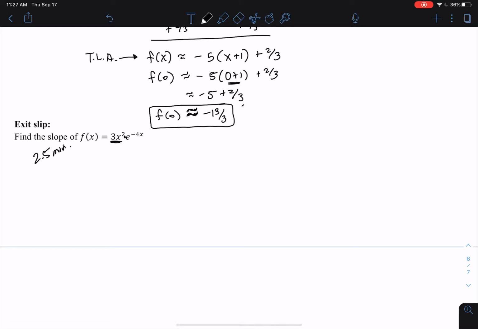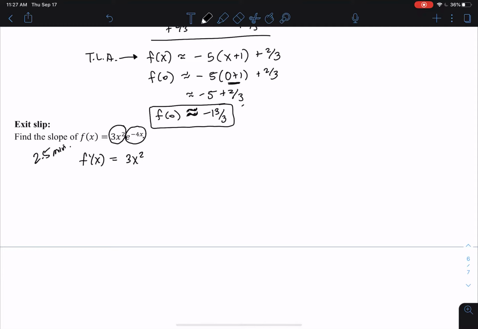Since I have an x here and I have an x here, I know these are two functions, therefore I use the product rule. However, if it was just 3e to the negative 4x, notice that 3 is not a function, it's just a constant. So then I would not use the product rule. I would simply say, oh, the derivative of that is just 3e to the negative 4x times negative 4. I would simply use the chain rule, and the 3 is a multiplier. But here the 3 is a function because it has an x squared with it. So we'll use the product rule.